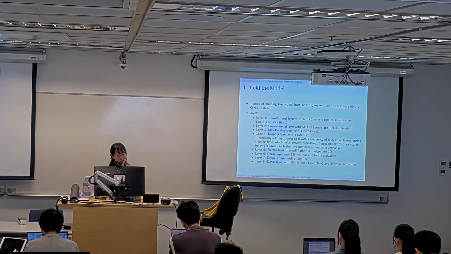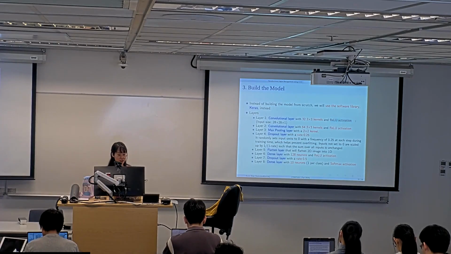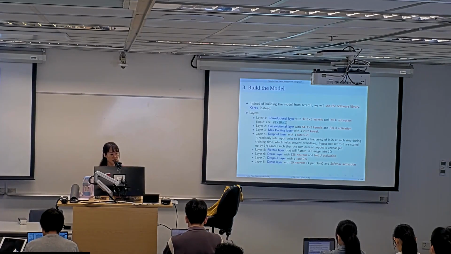Right after the input layer, we have our layer 1. Layer 1 is a convolutional layer. Here we use 32 3x3 kernels, and we use the ReLU activation. The input size for layer 1 is 28 by 28 by 1. That's the image size and its depth. After the first convolutional layer, we have our second convolutional layer. Now we use 64 kernels.